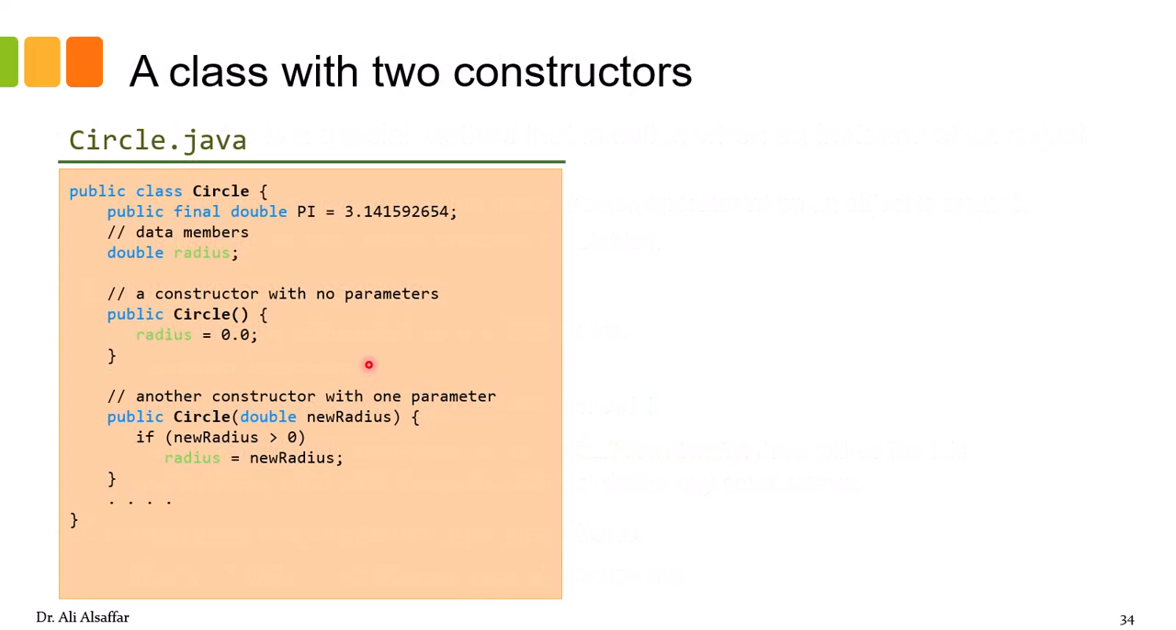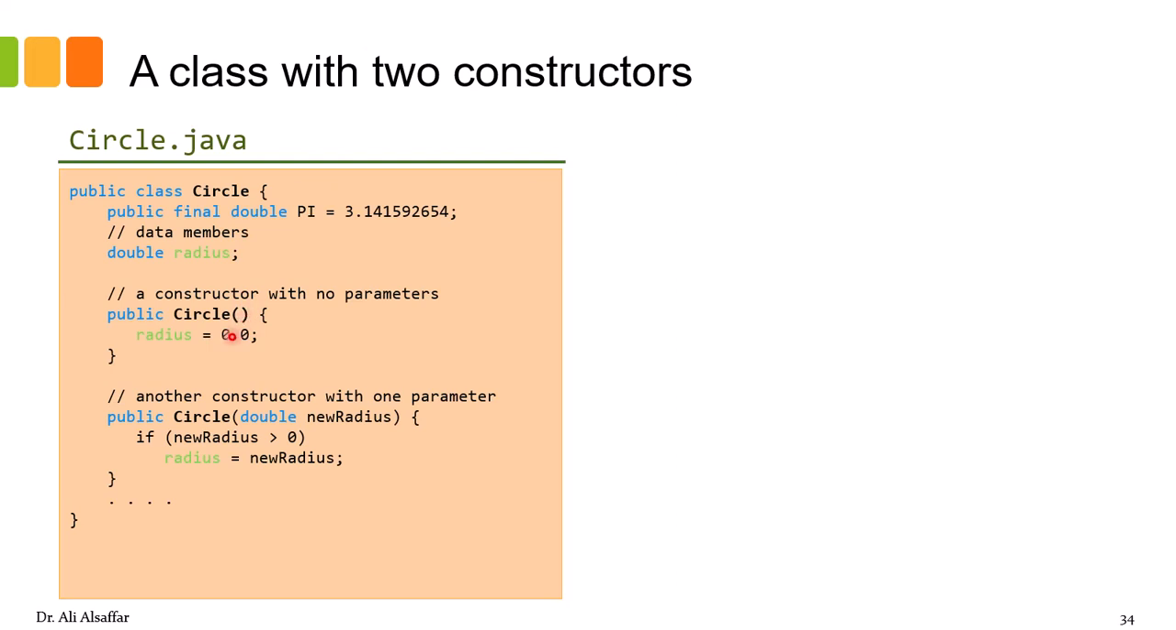The circle class has two data items inside. One is a constant for pi, and the other one is radius. Look at this method. The name is Circle, and the class name is also Circle. Since the method has the same name as the class, this is a constructor. And since it does not have any input parameter, it is a default constructor.